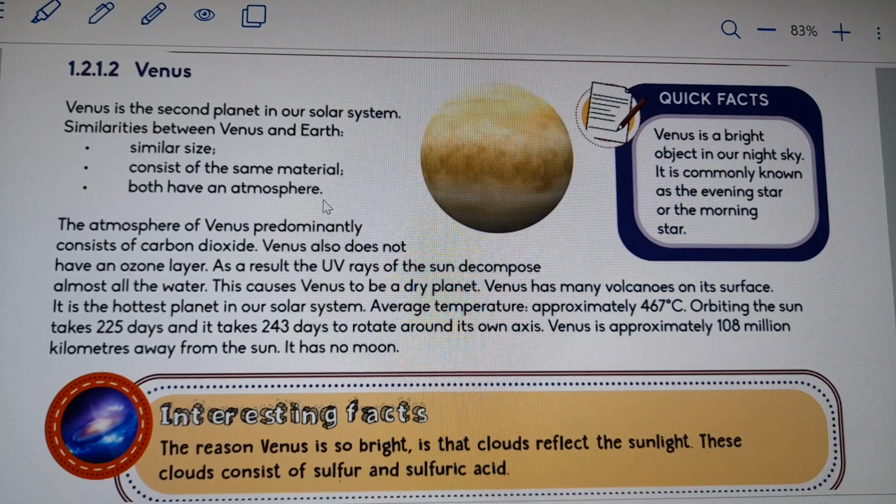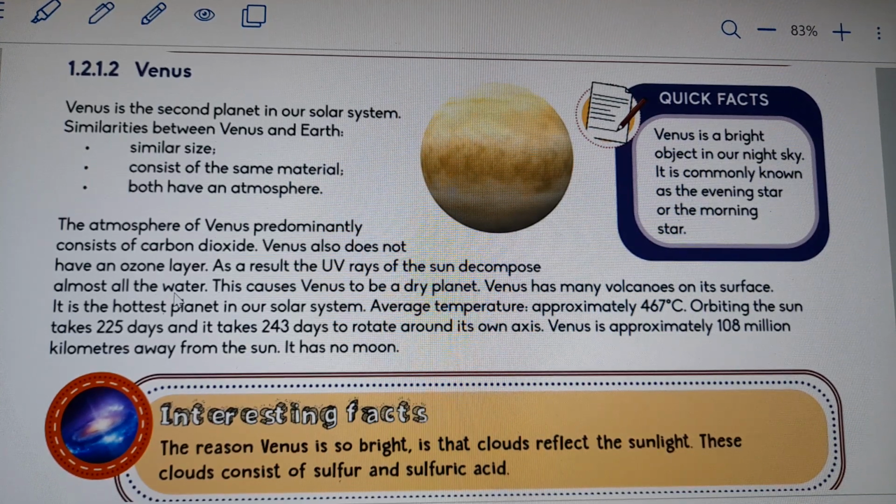Remember, Mercury has little atmosphere. The atmosphere of Venus predominantly consists of carbon dioxide. Please know this: the atmosphere of Venus mostly consists of carbon dioxide. Venus also does not have an ozone layer. As a result, the UV rays of the sun decompose almost all the water.